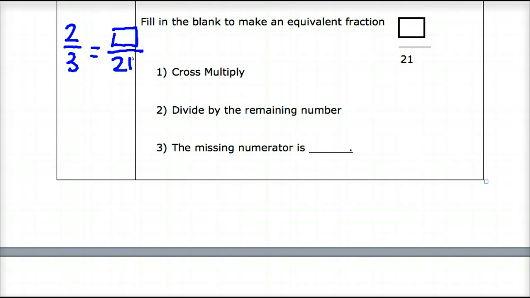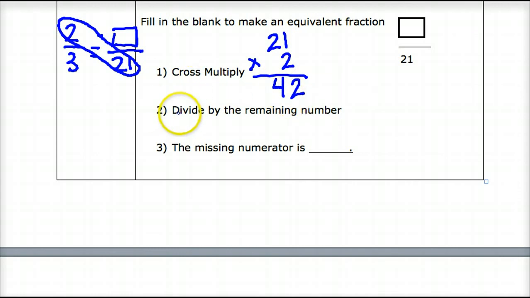Now, our first step in order to solve this problem is going to be to cross multiply the numbers that are already across from one another. We see that 2 and 21 are diagonal. So in order to cross multiply, we're simply going to multiply them together. We've got 21 times 2. So 2 times 1 is 2. 2 times 2 is 4.